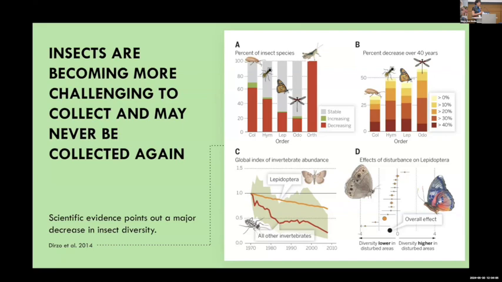That's the B. And then a global index on invertebrate abundance says that 45% of the abundance of invertebrates is decreasing. And this might be underestimated because lepidopterans are not decreasing that much, but the others are decreasing more than 30%. So it might be an underestimation. It might be even worse than that.